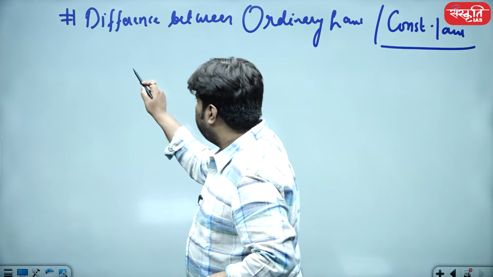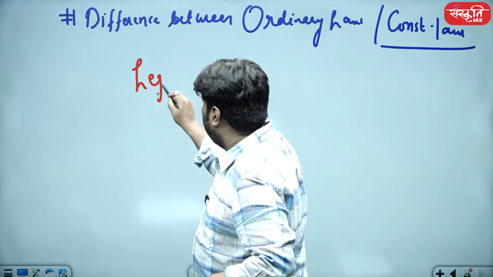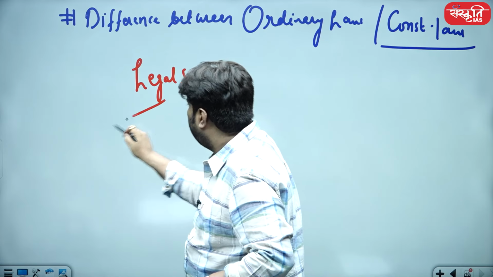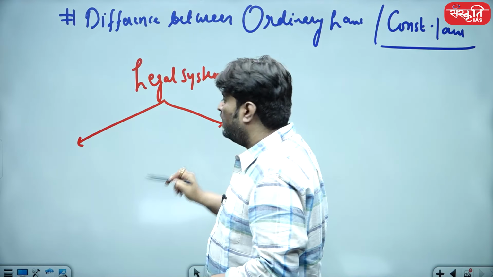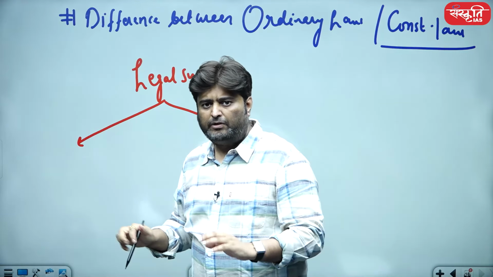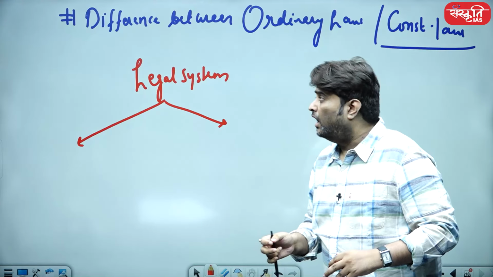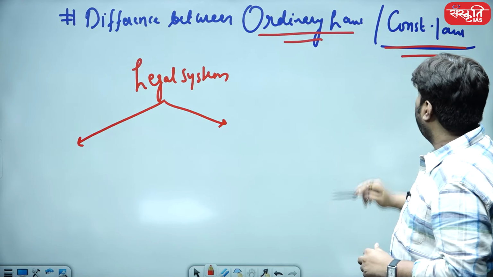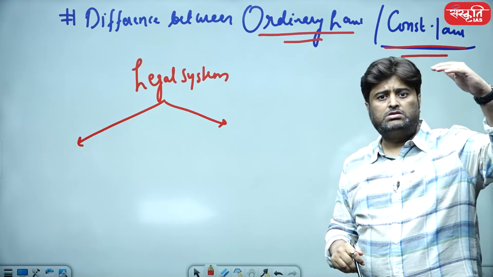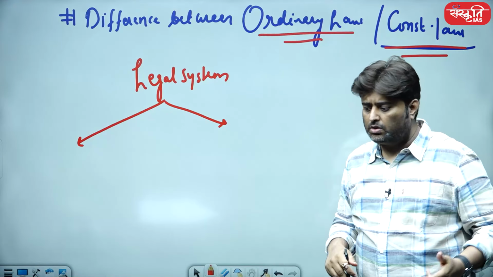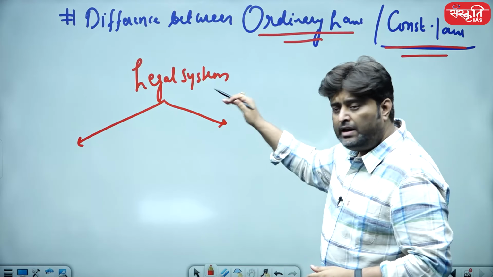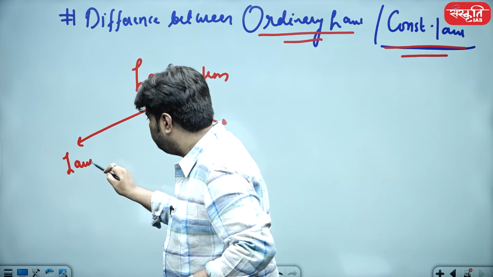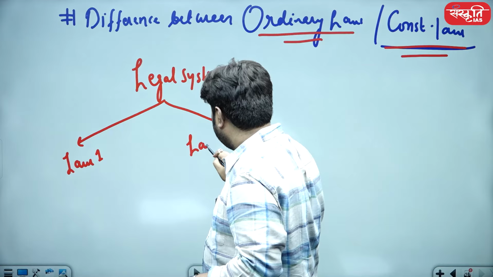So please understand, in any country's legal system, there would be two types of law. Before getting into the detail of it, I have to share with you the definition or the difference between the ordinary law and constitutional law. What do we mean by constitutional law? What do we mean by ordinary law? Let's look into it one by one. So in any country's legal system, you can have two types of law. Law number 1 and law number 2.